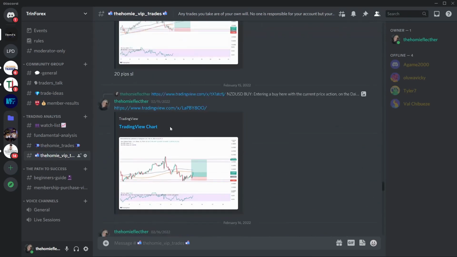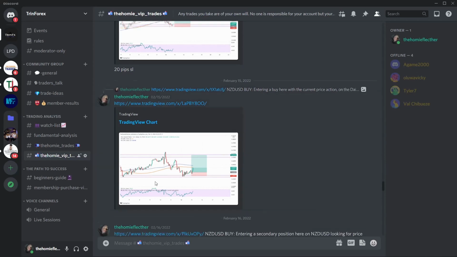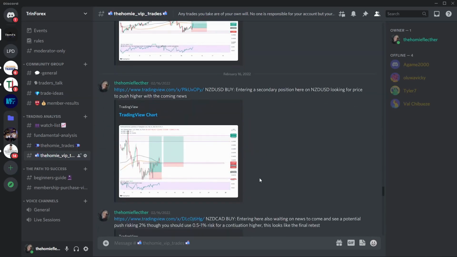So this was at the point of time when the NZD USD was moving, right? Price was in profit, right? Enter the secondary position here. As you can see, we don't cap. That is what we did, right? NZD USD buy, and then the secondary position here. NZD USD looking for price to push higher with the coming news, right?